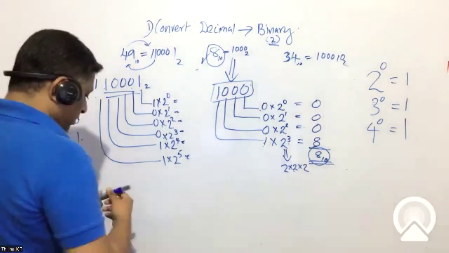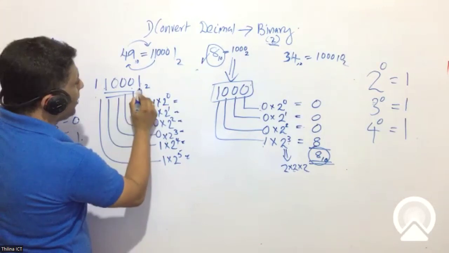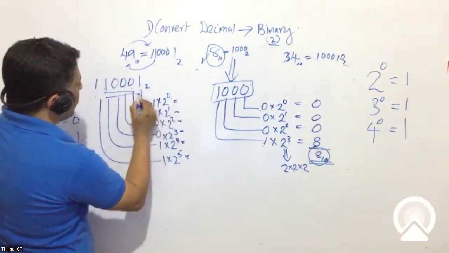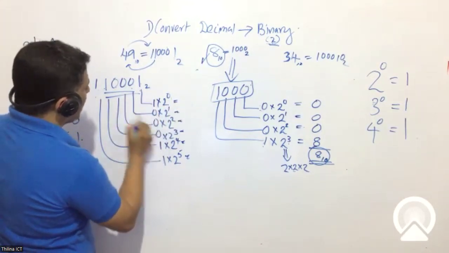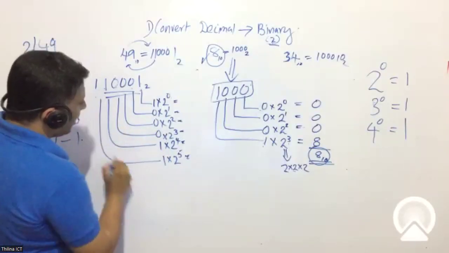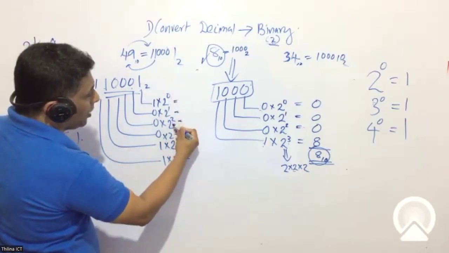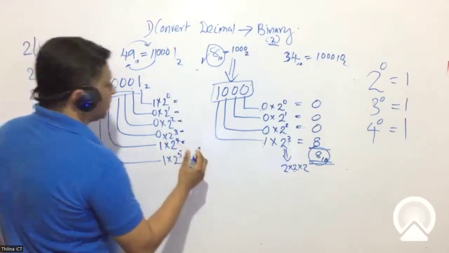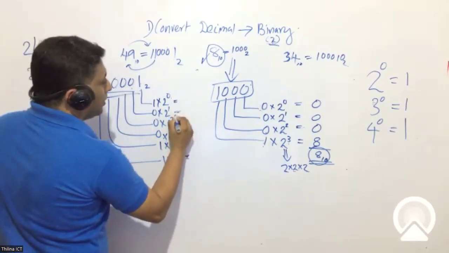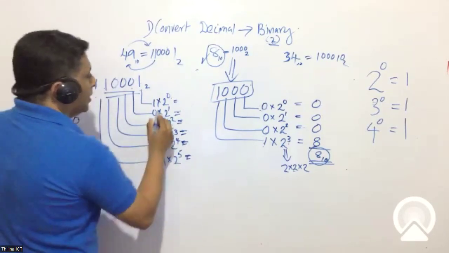Come back to this. Now this is correct, right? So 1 here, 0 here, 0 here, 0 here, 1 here, and 1 here. Start from 2 to the power 0, 2 to the power 1, 2, 3, 4, 5. Right. So help me to solve this problem.